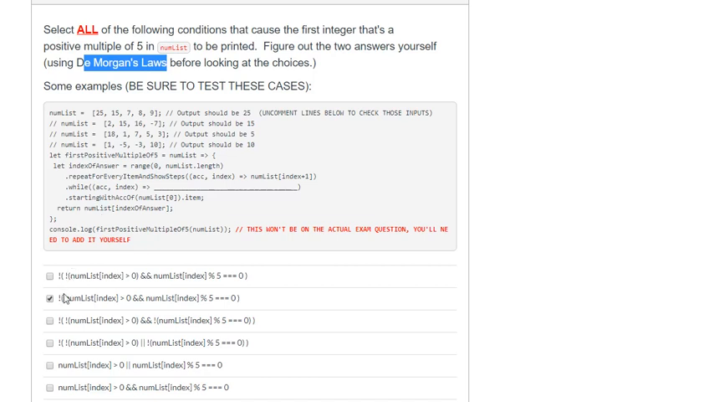So if you're saying it's not the case that both numList of index is greater than 0 and numList of index is divisible by 5, then you're saying that numList of index is not greater than 0, or numList of index is not a multiple of 5, right? So you could sort of think about distributing the nots, right? And it changes an and to an or.